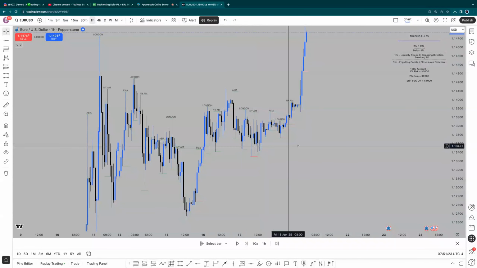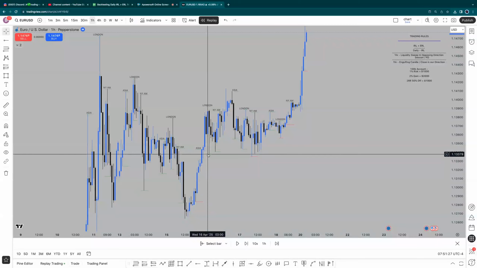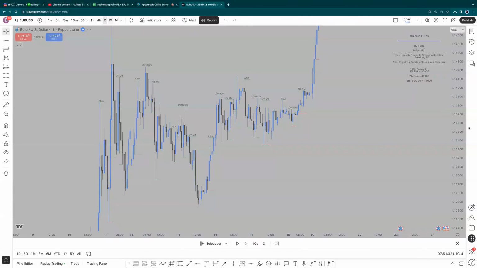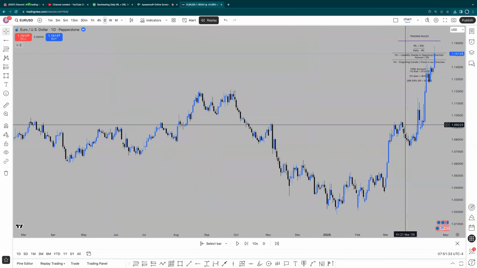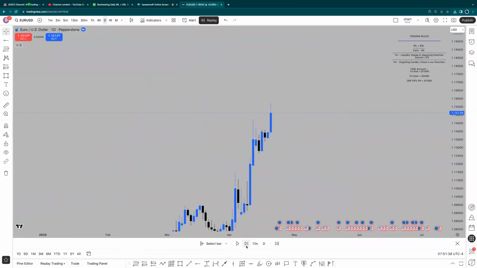Where did we try and take it? I can't remember. Over here somewhere, I think it was. I don't know, but the idea was correct. So on to the next potential trade. Looking for a daily level to look to trade off.